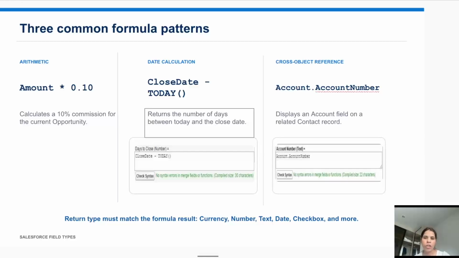Third is your cross object reference. So this formula, for example, account number, can be created on the contact object to display the account number from the related account.